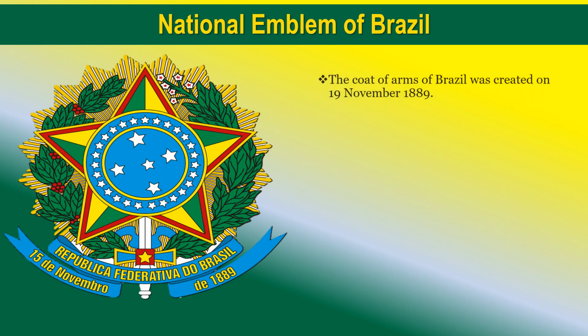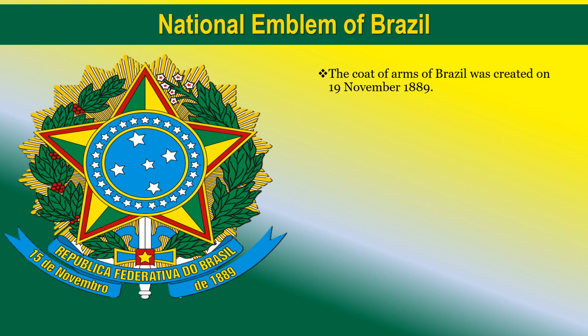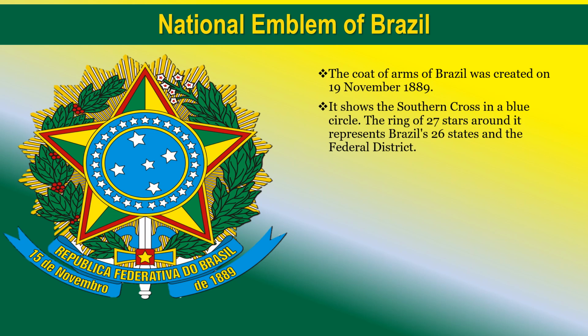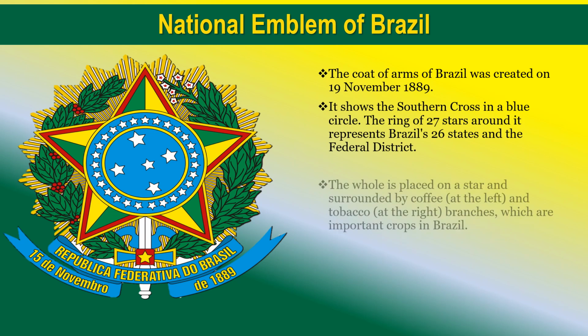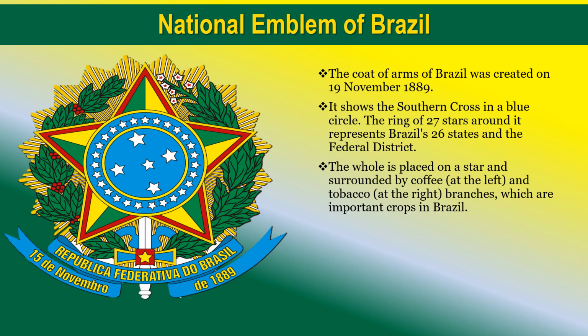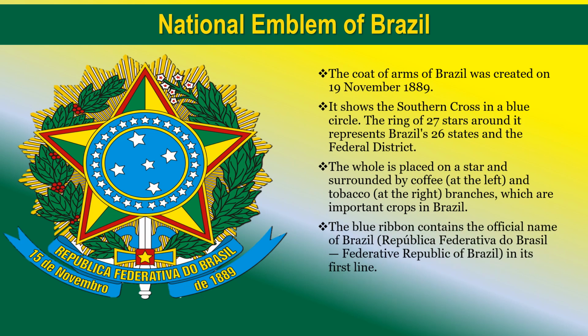The national emblem of Brazil. The coat of arms of Brazil was created on 19th November 1889. It shows the Southern Cross in a blue circle. The ring of stars around it represents Brazil's 26 states and the Federal District. The whole is placed on a star and surrounded by coffee branches at the left and tobacco branches at the right, which are important crops in Brazil. The blue ribbon contains the official name of Brazil in its first line. In the second line, the date when it became a republic is written.